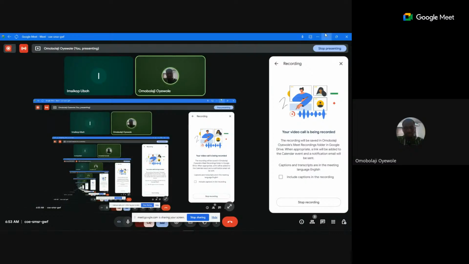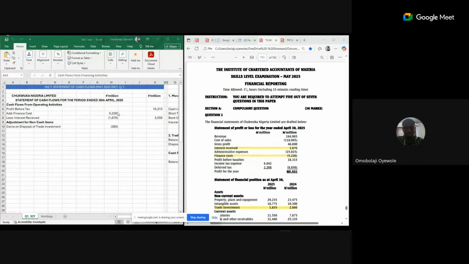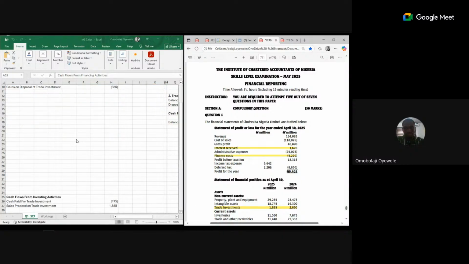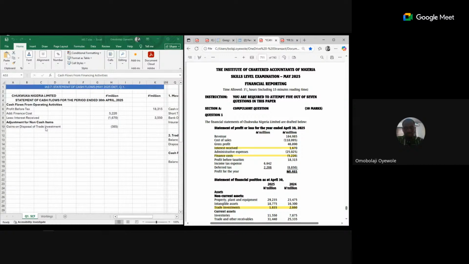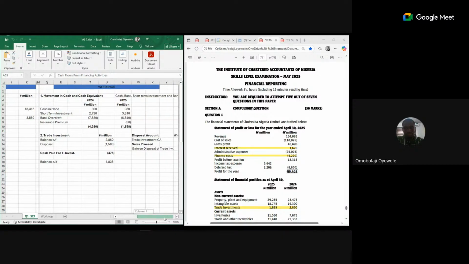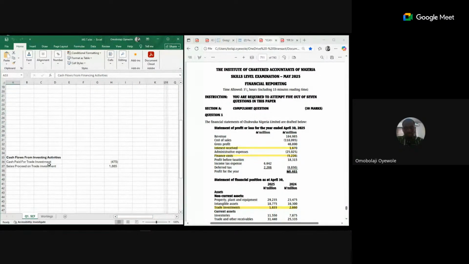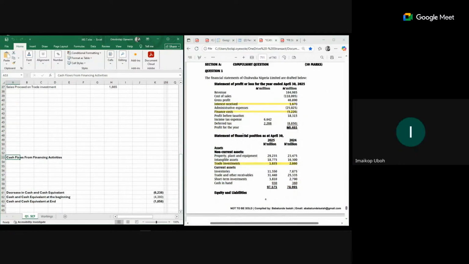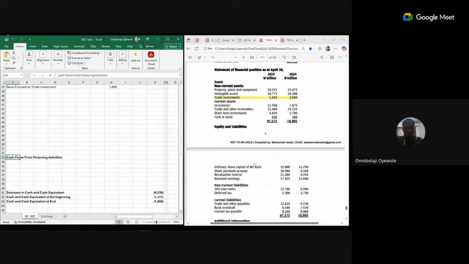All right. So you can see my screen. Okay, so I guess we stopped at, we have recorded the gains on disposal of trade investments. Then we have recorded the sales proceeds of trade investment. That's an investing activity.